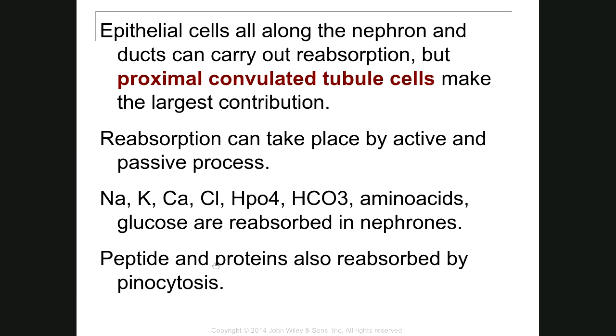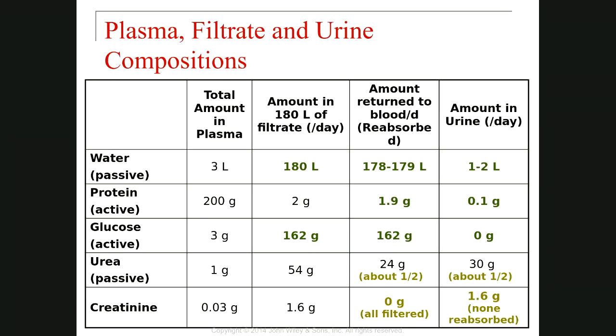In this table, you can see the plasma, filtration, and the urine composition. Here you see that the amount of water in our plasma is about 3 liters. Each day, 180 liters of water become filtered. From this amount, 178 to 179 liters become reabsorbed to our bloodstream, and only 1 to 2 liters is present in our urine.